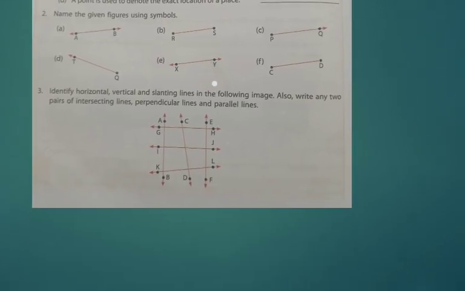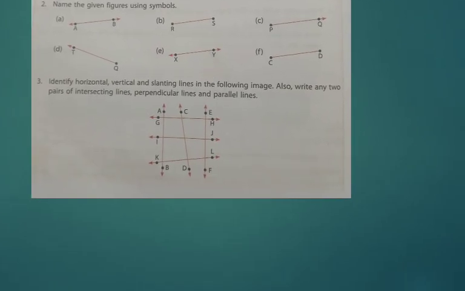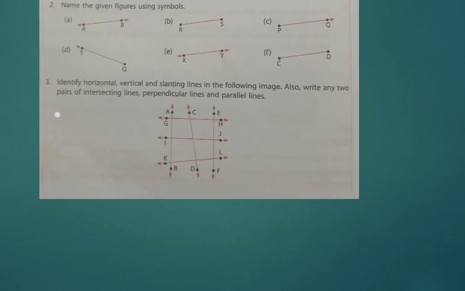Next, third question. Identify horizontal, vertical and slanting lines in the following image. Also write any two pairs of intersecting lines, perpendicular lines and parallel lines. So what do you mean by a horizontal line? A horizontal line is like this.